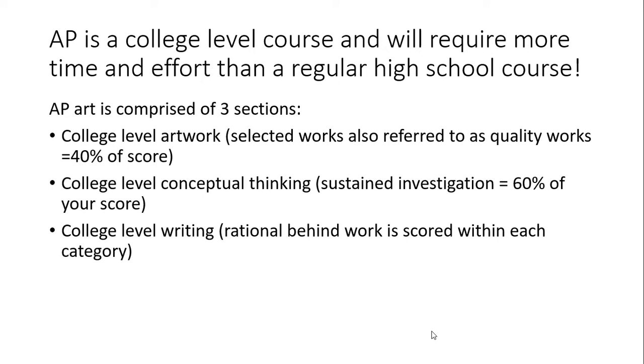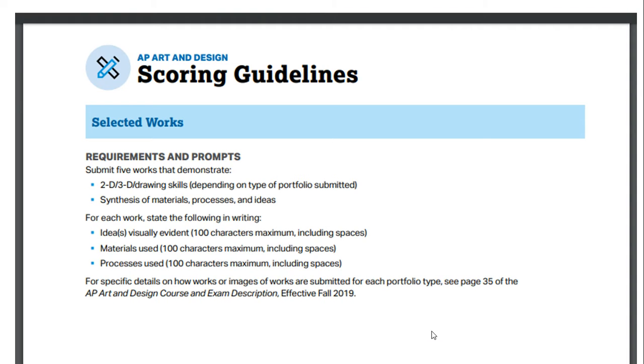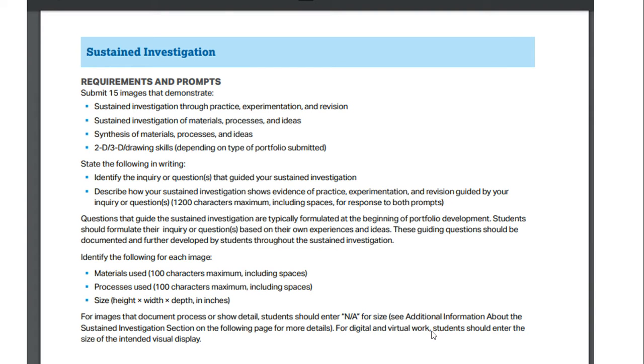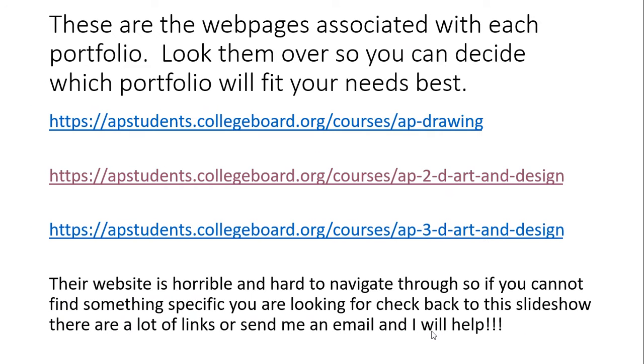That is the rationale behind your work, and it's scored in each category. This is the scoring guidelines on these slides. I'll attach the slideshow so you can go through and click it on your own. I'll let you read through those. I don't need to read that word for word for you. These are the web pages that you will have access to that will help you go through and decide which AP portfolio you're going to choose.